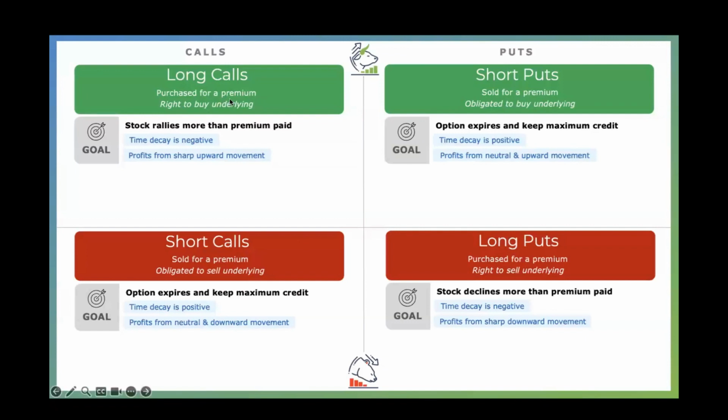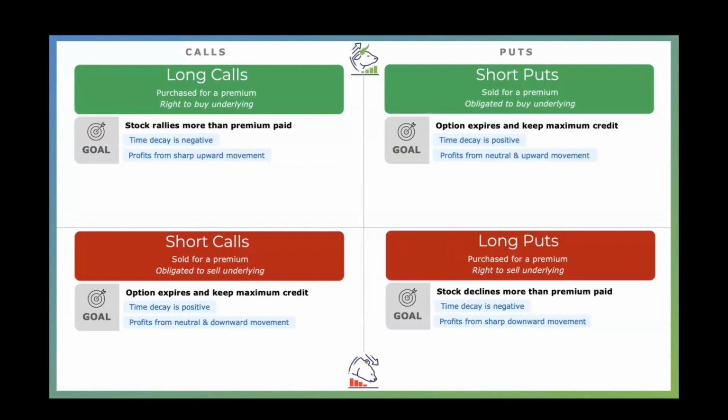So, long calls, you'll notice some similarities. Long options are purchased for a premium. They contain the execution rights. Whenever you hear the word long, I want you to think purchased. Whenever you hear the word call, it is the right to buy. The word put is the right to sell. Then we want to add on short. If we say the word short, I just want you to think sold, and then put would be the right to sell, call the right to buy.